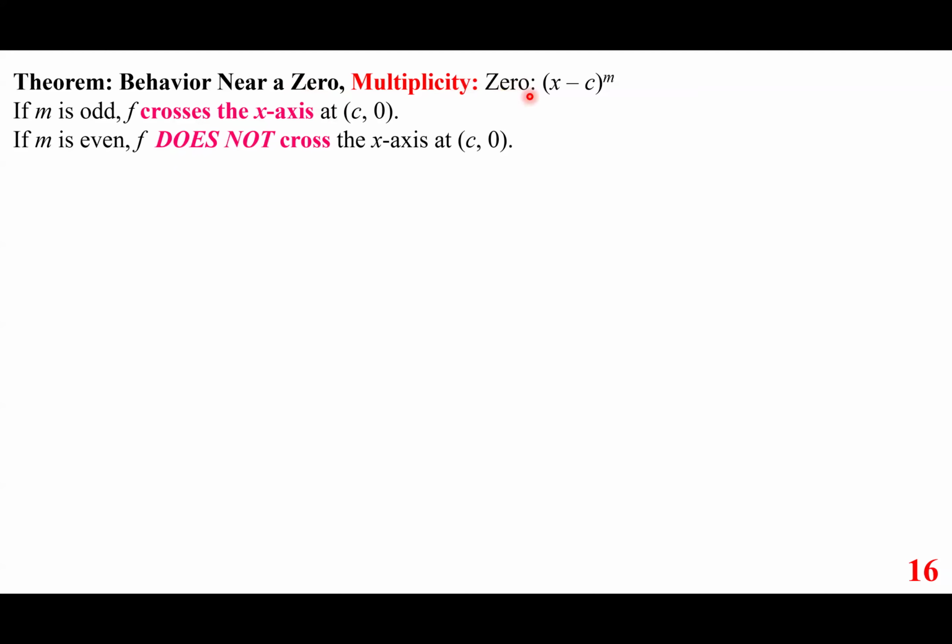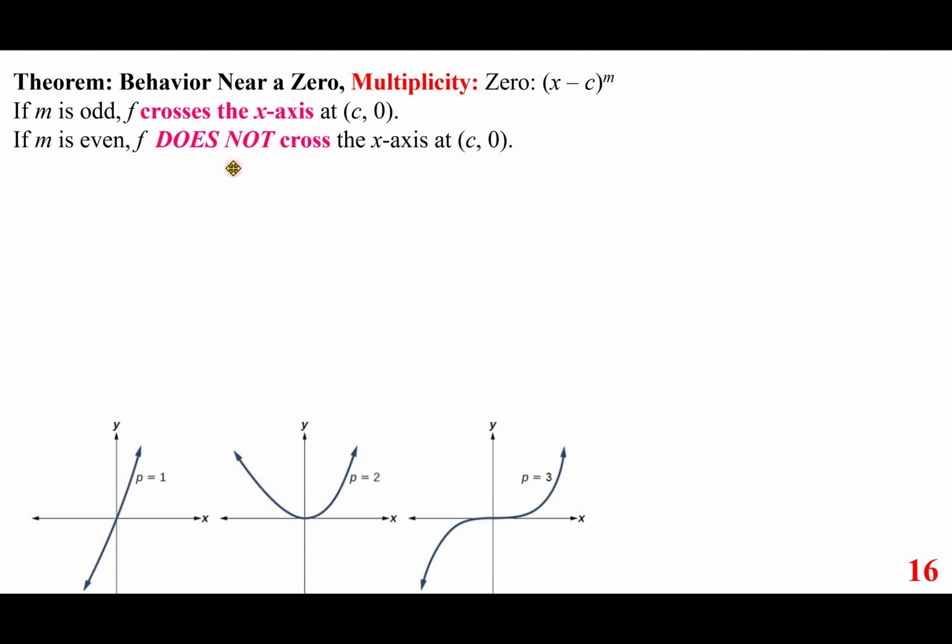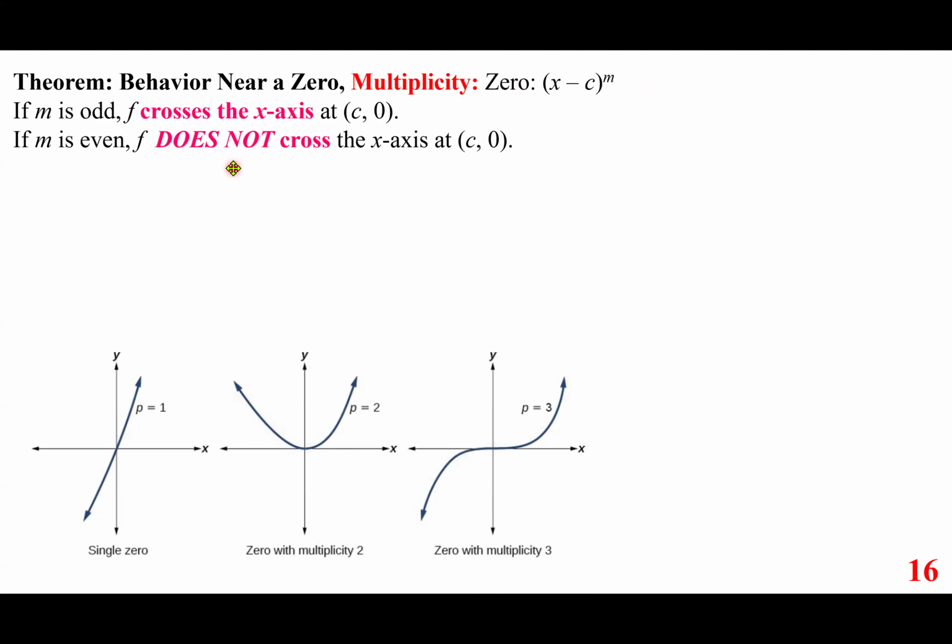Multiplicity of zero. When we have x minus c to the power of m, m is considered the multiplicity, how many times it repeats. If m is odd, this exponent is odd, f crosses the x-axis at c, 0. If it's even, it doesn't cross, it bounces back. For example, here it crosses over the multiplicity 2.